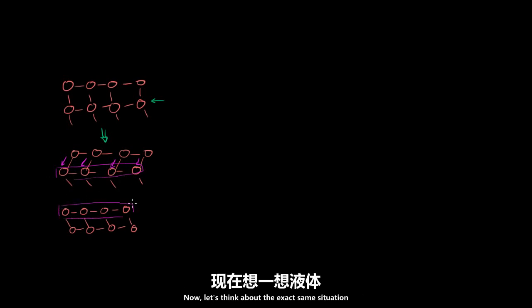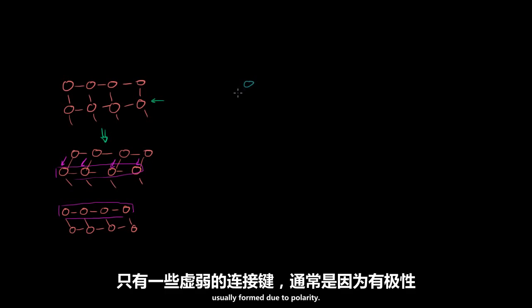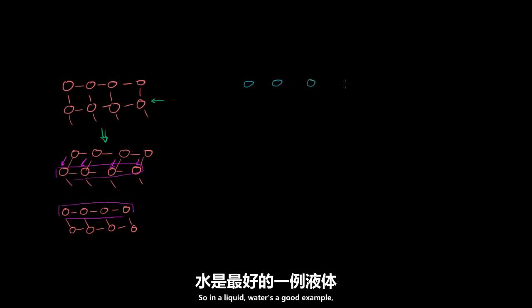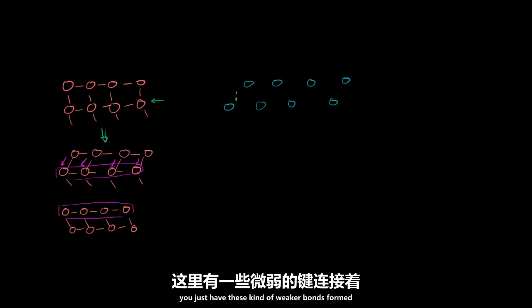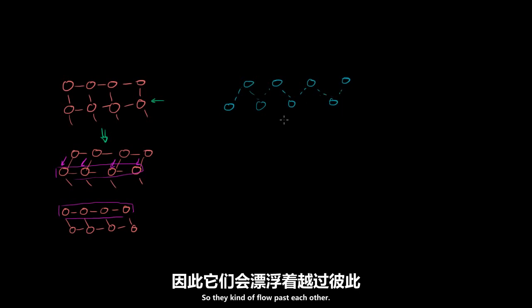Now let's think about the exact same situation with liquids. In liquids, you don't have these strong ionic or covalent bonds between the different molecules. You just have weak bonds, usually formed due to polarity. Water is a good example. Water is a polar molecule, so the halfway positive sides are somewhat attracted to the halfway negative sides. So they kind of flow past each other.